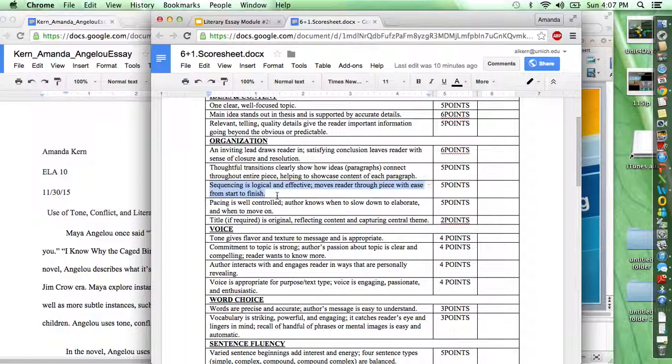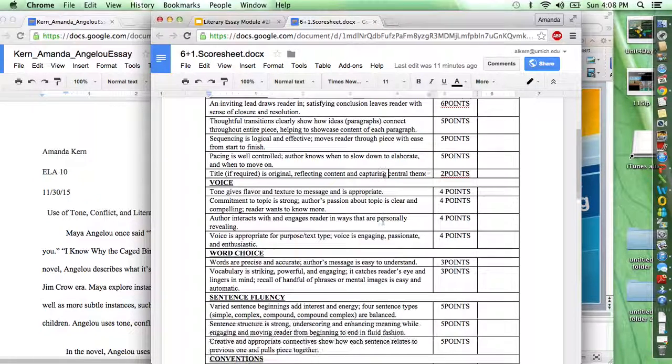And make sure that the order of ideas makes sense. So you wouldn't want a support paragraph and then an introductory paragraph. You want to make sure that they're not missing any paragraph types. And then make sure that they also have a title. If the title isn't that interesting, that's okay. But it needs to relate to whatever they're arguing in the essay.